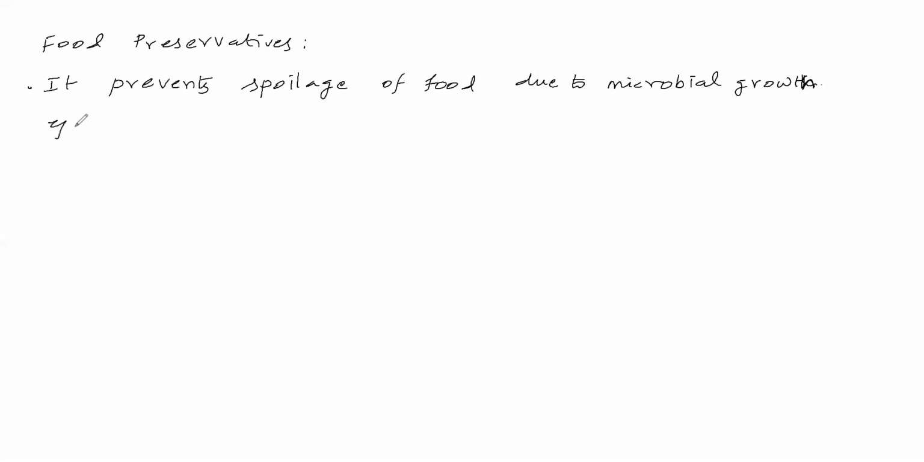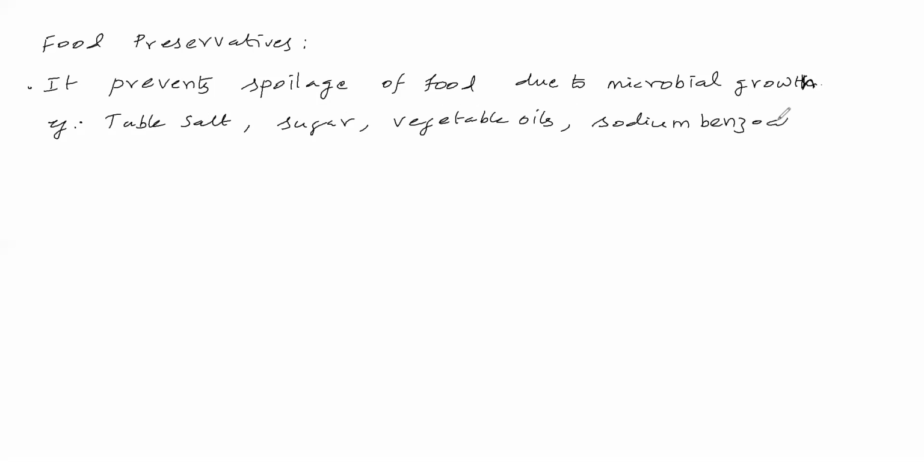What are the examples of food preservatives? Table salt, sugar, vegetable oils, sodium benzoate, salt of sorbic acid, and salt of propanoic acid.